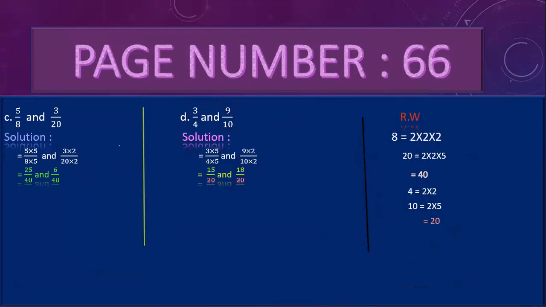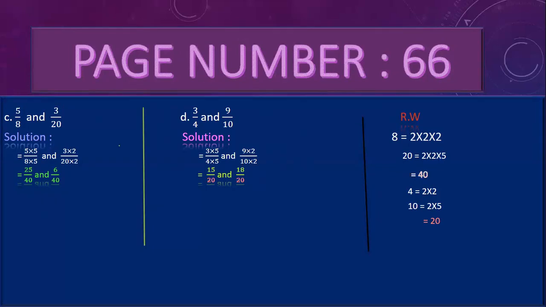Come to the part C, 5 over 8 and 3 over 20. What is the problem over here? We see that 8 and 20 both cannot come in one table. It means that for this purpose, what will we do? First, we find the LCM of these two denominators. The LCM of 8 and 20. I did the LCM for you in the rough part. First, you convert to the prime factors and then we calculate the LCM. LCM is 40. It means we convert 8 into 40 and also 20 into 40.